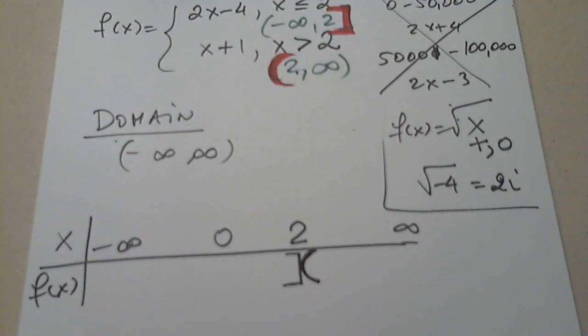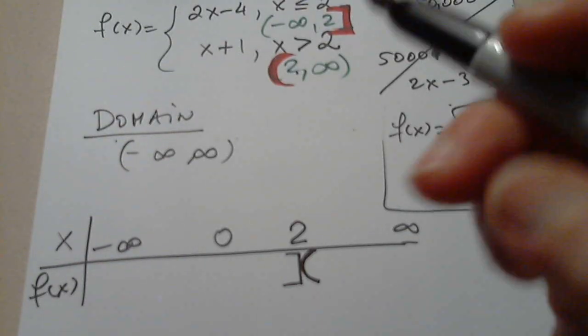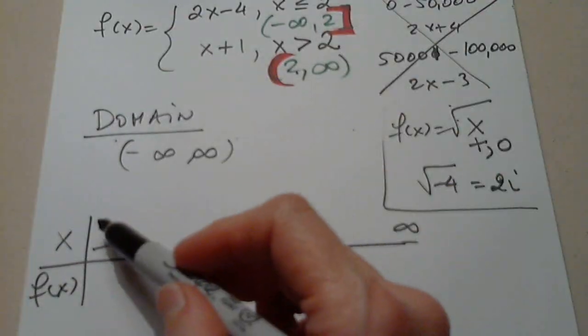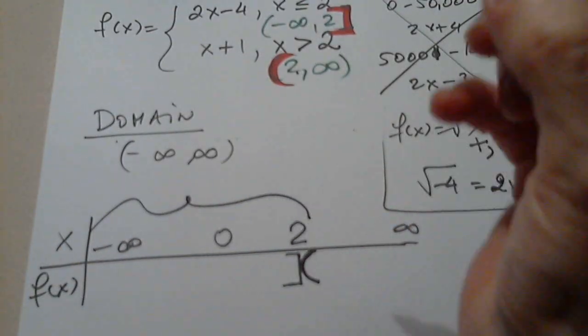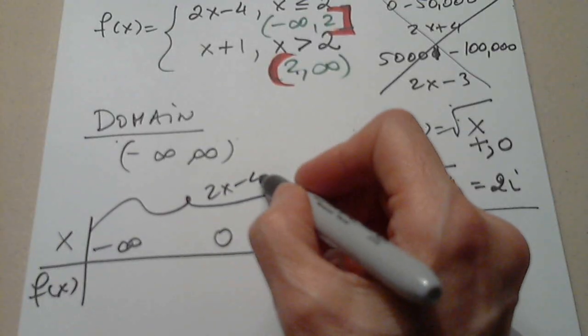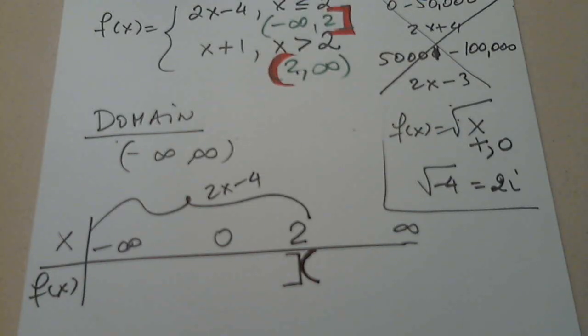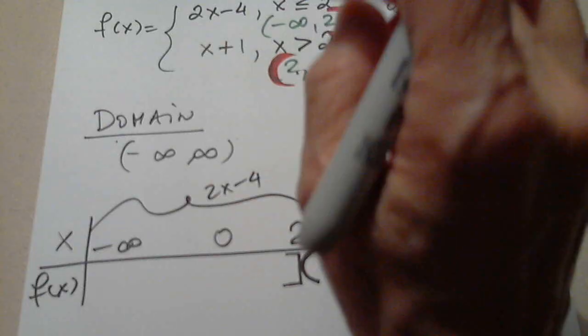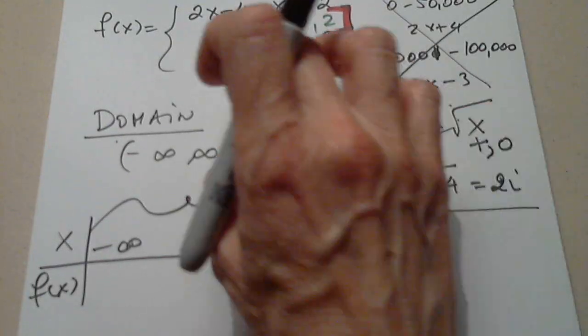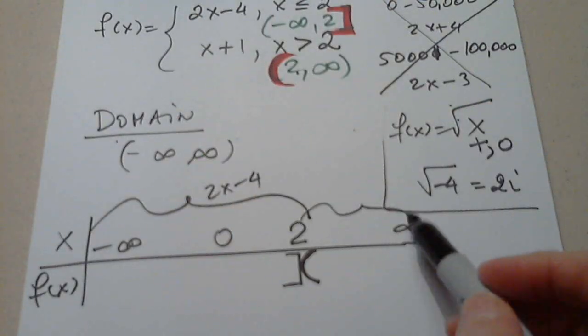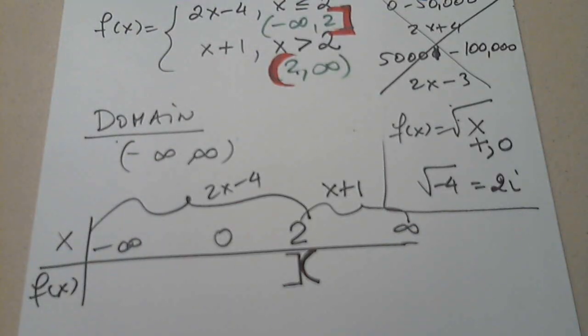I also make myself another note here. The note is that between negative infinity and 2, I must use the function 2x minus 4. Another note to myself, between 2 and infinity, I must use a different function, which is x plus 1. I chose very simple functions. They are linear functions. And for linear functions, I hope we remember, we need 2 points.